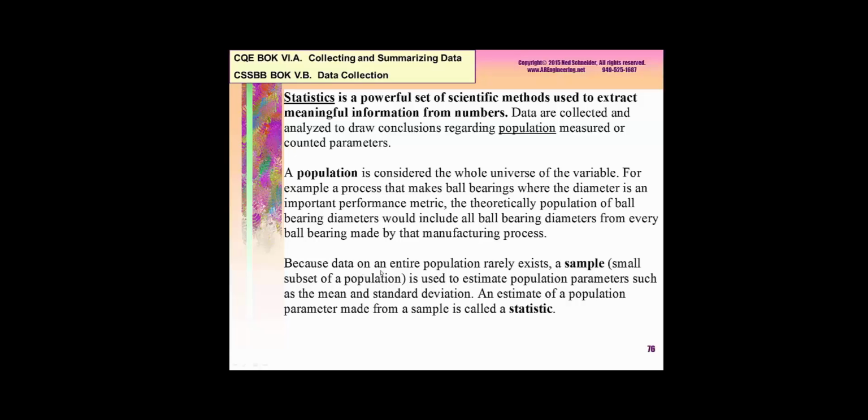Because data on an entire population rarely exists, a sample, which is basically a small subset of the population, is used to estimate the population parameters such as the mean and standard deviation. An estimate of a population parameter made from a sample is called a statistic.